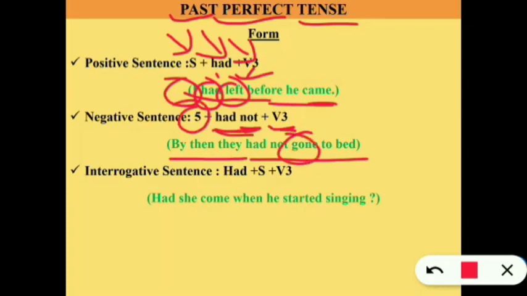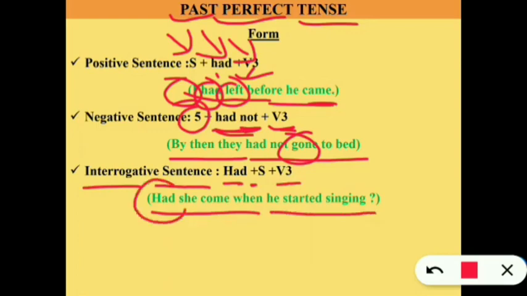Next interrogative sentence, had plus subject plus V3. Had she come when he started singing? Okay. Had makes it a question, and then subject she, and then come, which is verb. And the ing form shows continuity of the action. So this is regarding past perfect tense.